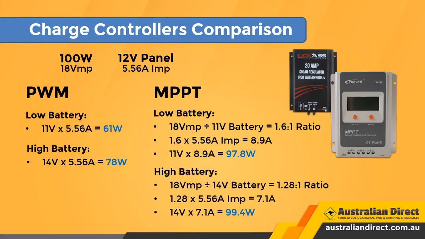If we do that same math for a fuller battery at 14 volts, the in versus out ratio works out to 1.28. So that increases the current from 5.56 amps to 7.1 amps. Multiply that times the 14 volts, that equals 99.4 watts. So let's compare those two outputs with the same battery and same panel, just going from a PWM to an MPPT charge controller.